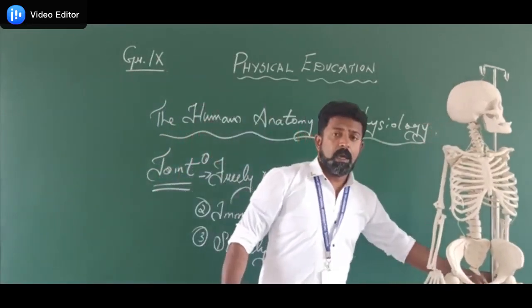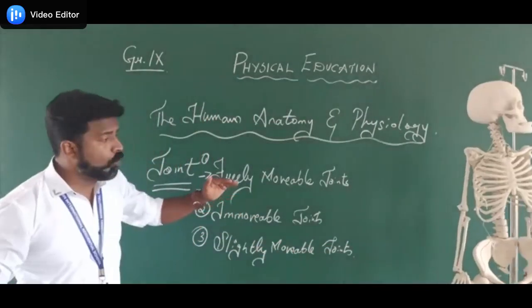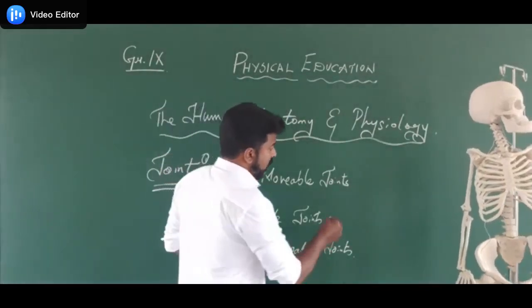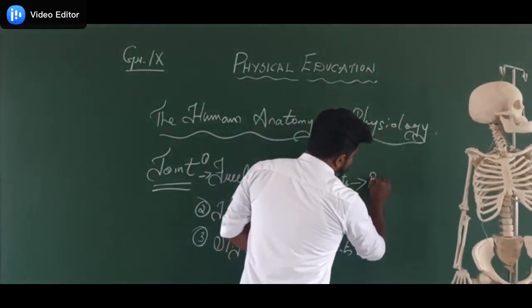So we will see all the joints which come under the freely movable joint. The first one is the ball and socket joint.